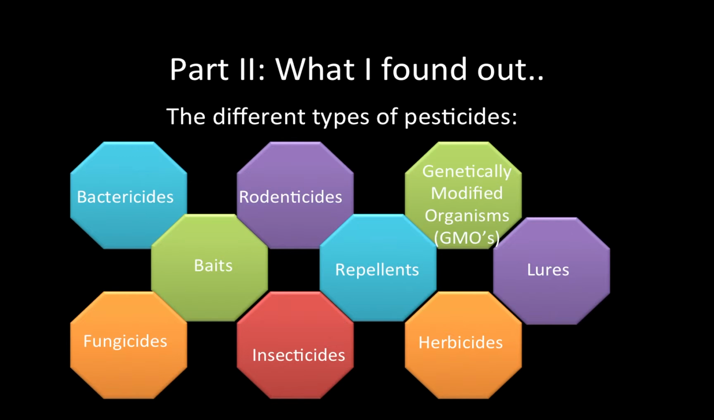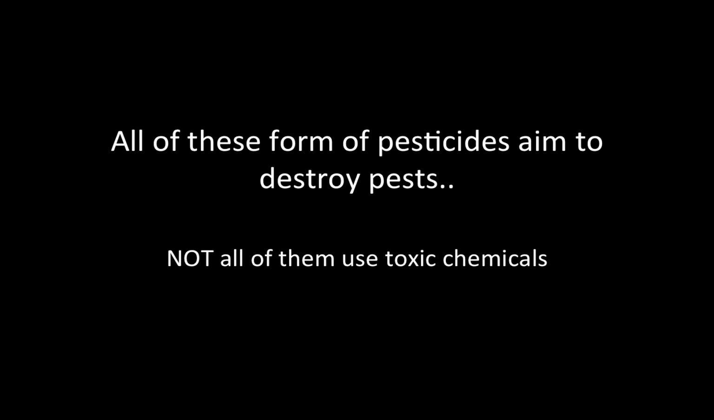One in particular is genetically modified organisms. When an organism is genetically modified, it has its genetic makeup scientifically altered so that it is more resistant to the diseases that may be present in crops. All of these forms of pesticides aim to eradicate and manage pests. However, not all of them utilize toxic chemicals. Baits and lures are physical pesticides that trap the pests rather than use chemical poisoning.